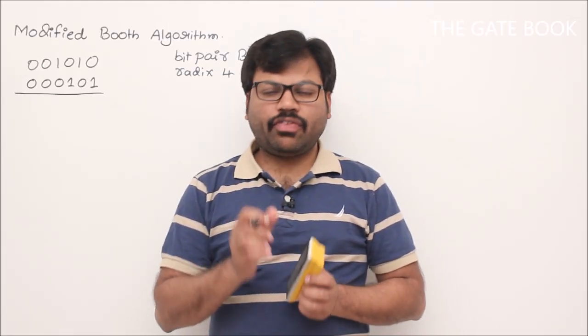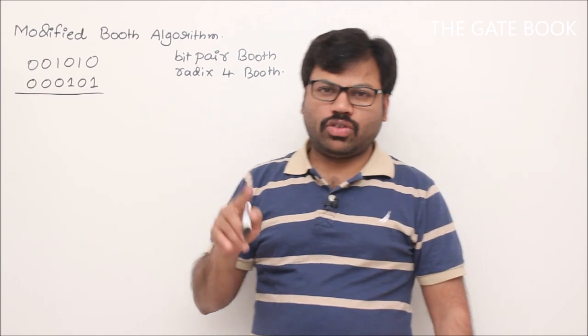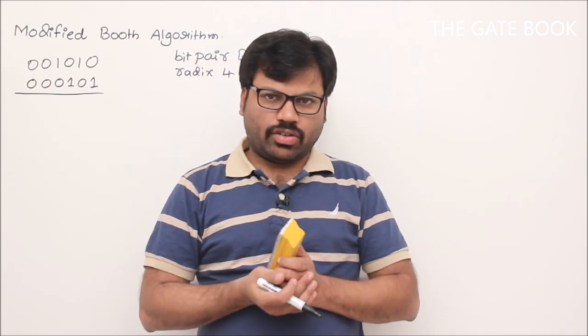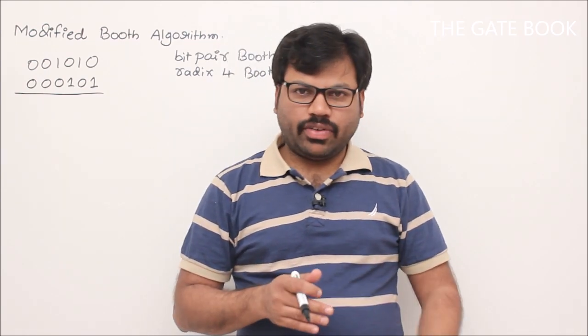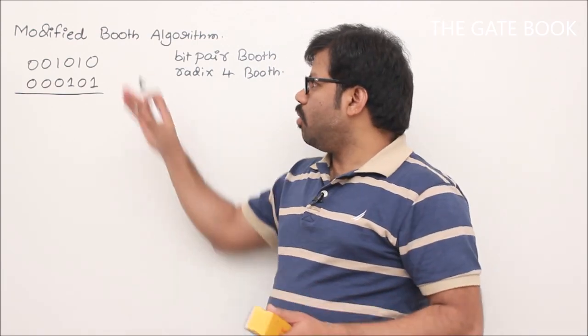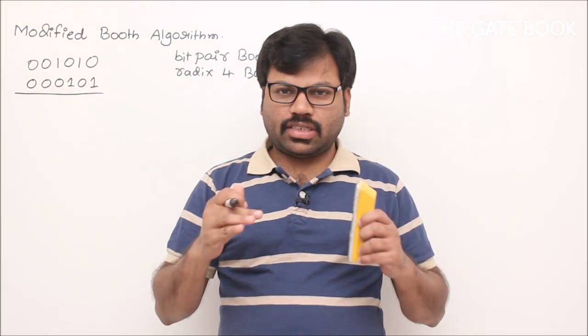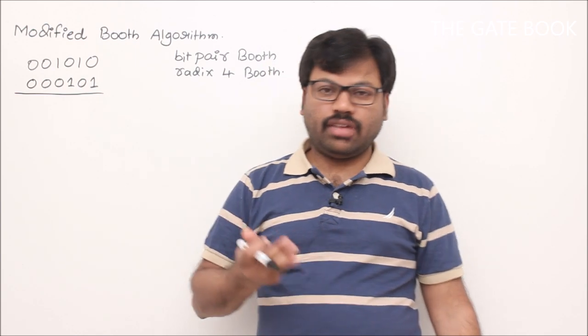Let us discuss the modified Booth algorithm, also known as the bit pair encoding algorithm, also known as the radix 4 Booth algorithm. All are the same. What does it mean? We will see. The main advantage of this modified Booth algorithm is that we are going to reduce the multiplier bits. How it will be done, we will see.